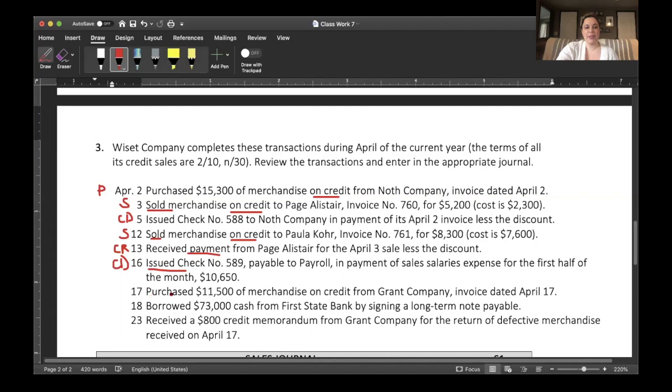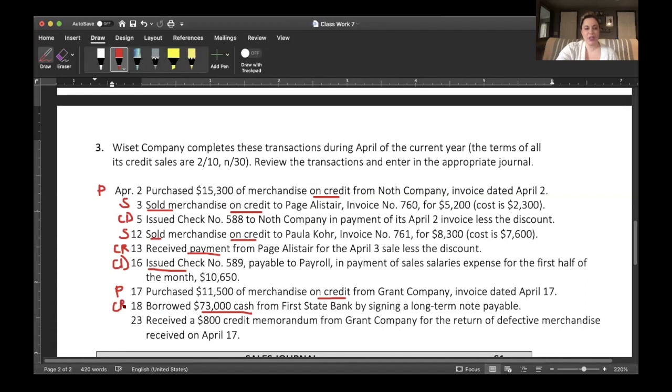On the 17th, purchased $11,500 of merchandise on credit. We made a purchase. It would be a purchase one. It wasn't cash, it was on credit. The 18th, borrowed $73,000 cash. We borrowed cash. Does it involve cash? Yes, it does. Are we receiving it or paying it? We're receiving it. So it would be cash receipts.